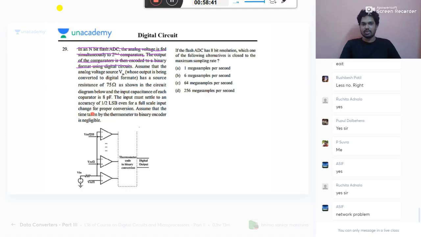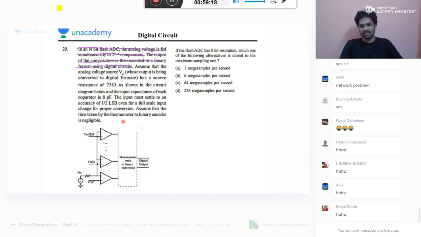Assume that time taken by thermometer to binary encoder is negligible. Here, while seeing this thermometer binary, you will stop studying. I mean, your mind will divert. Sir, what is thermometer code, sir? I have not studied thermometer. How will it work? This will raise your temperature, man. By reading this thermometer and all those things, it will raise your temperature. Don't raise it. Keep cool, keep calm. The examiner is also not expecting you to write that thermometer code and all those things.